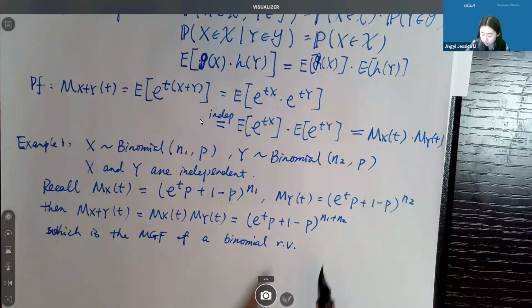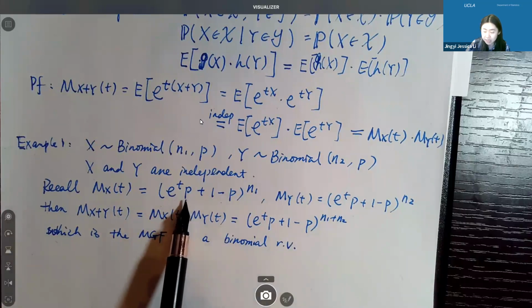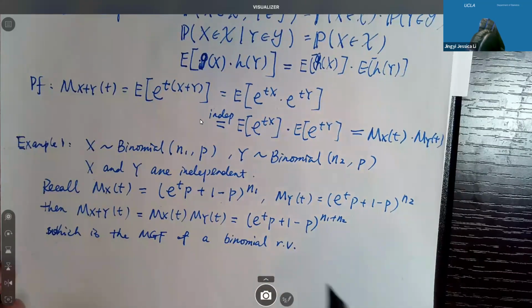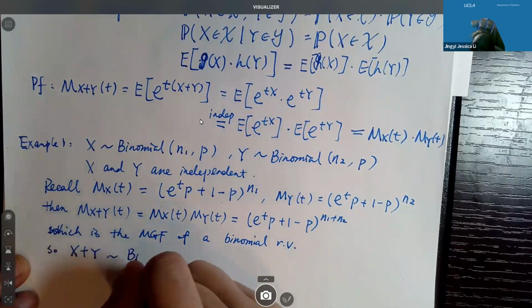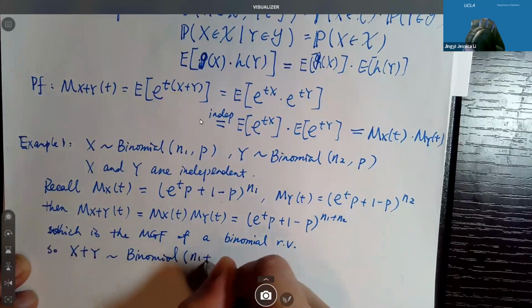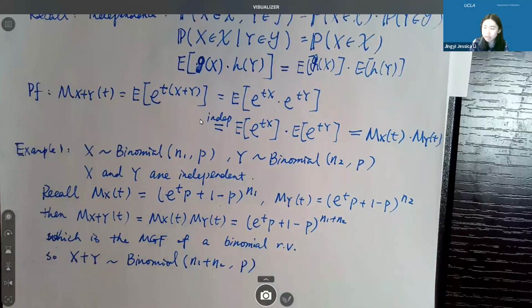And because of the form, you also know that in this MGF of a binomial random variable, the p is the success probability and the power is the total. By recognizing this, you can conclude that x plus y follows binomial distribution with total n1 plus n2 and success probability p. So this is the reason why we want to introduce the MGF, because it gives us a way to verify the distribution of a random variable.